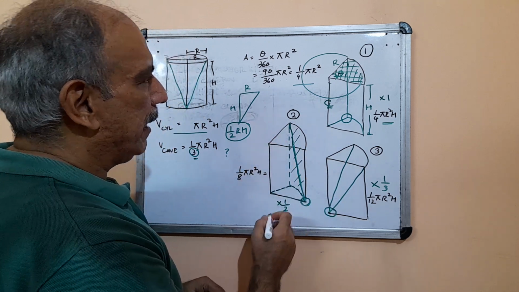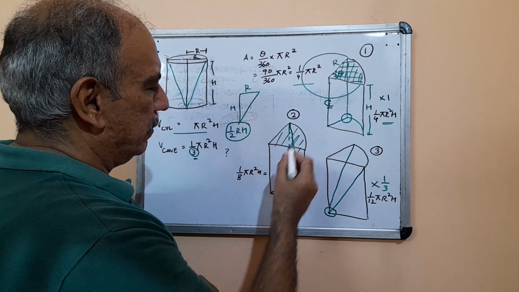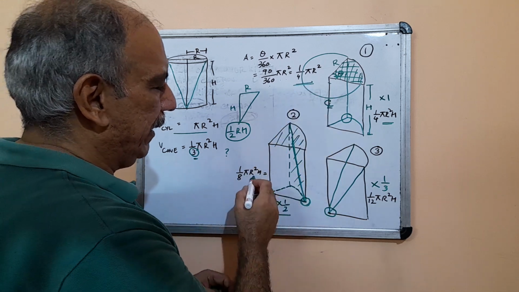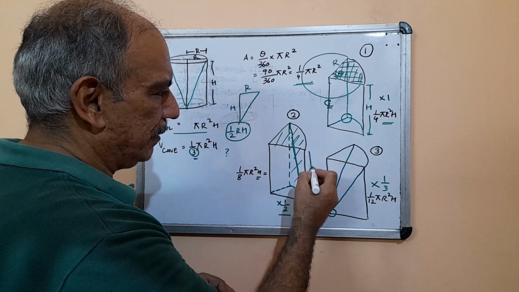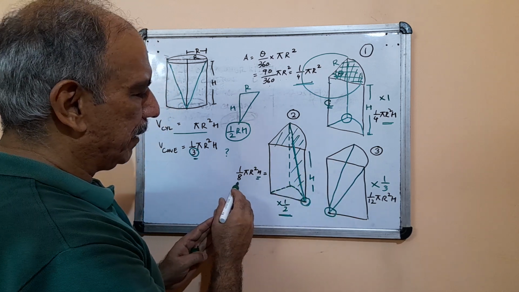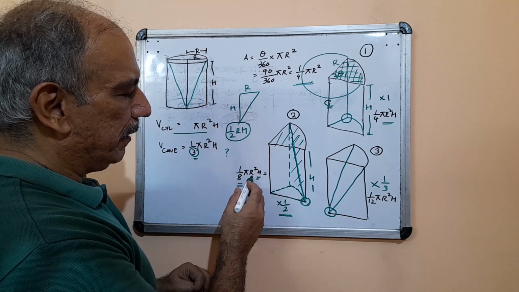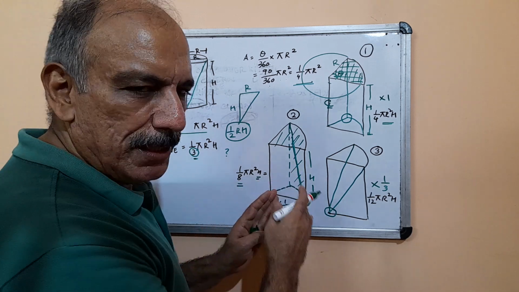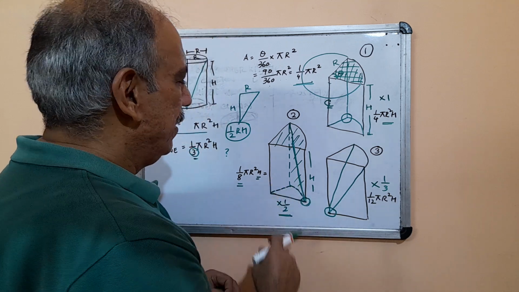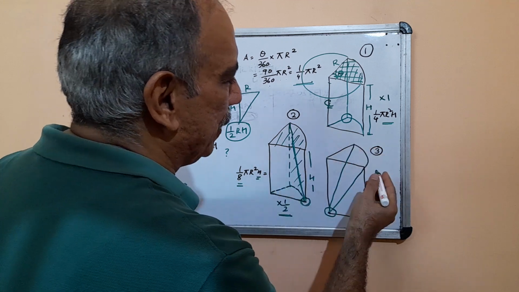So we will multiply the area of the circular arc, which is 1 by 4 pi r square, multiplied by h, which is the height, multiplied by half. So 1 by 4 multiplied by 1 by 2 will be 1 by 8. So it will become 1 by 8 pi r square h. So this is the second typical case of the cylindrical wedge. So now we come to the conical wedge.